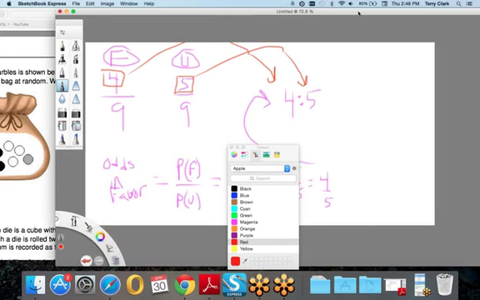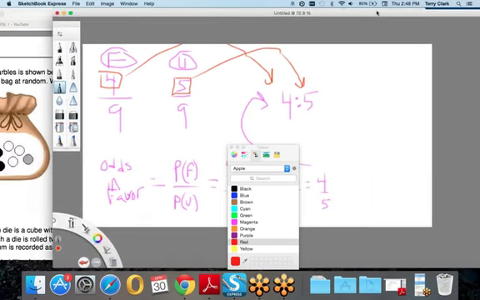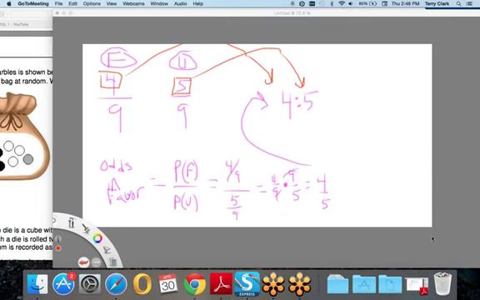Does anybody have any questions about this one? What am I? What's colors go? Okay, any questions about this one right here?